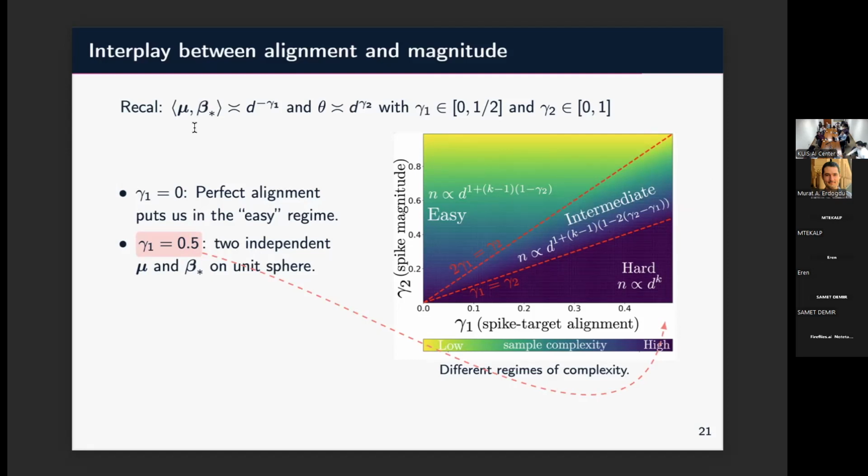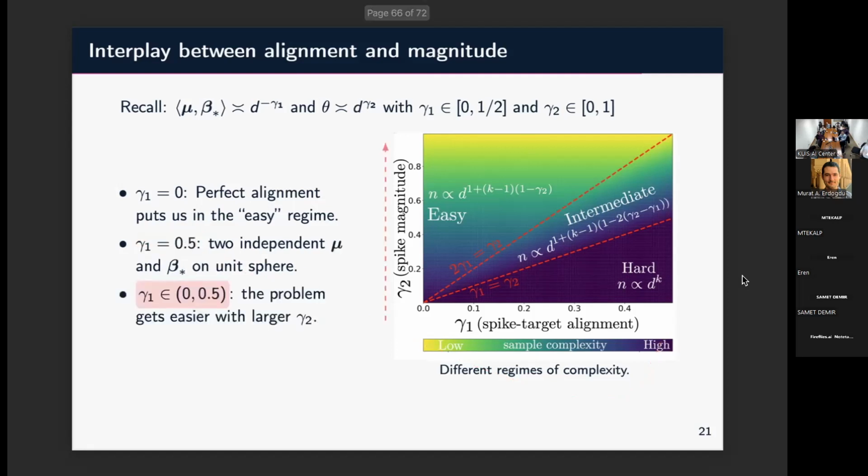So uninformative spikes still provide benefits. That's what I'm trying to say. And then for any gamma 1 between 0 and 1/2, you can look at the vertical line, and you're going to start with the hard regime. If you have large spike magnitude, that's going to put you in the intermediate, and then the easy regime, which is kind of expected.